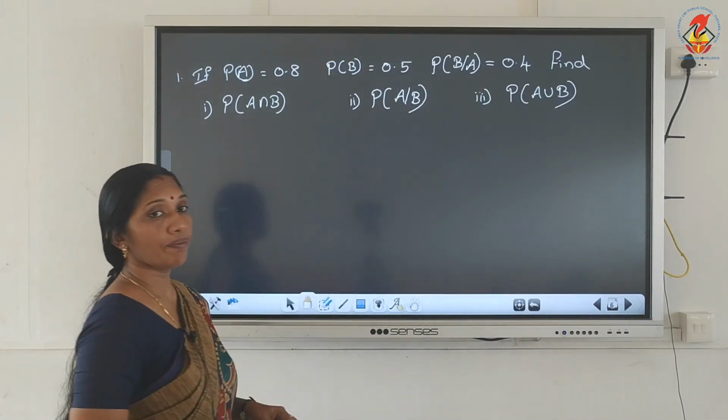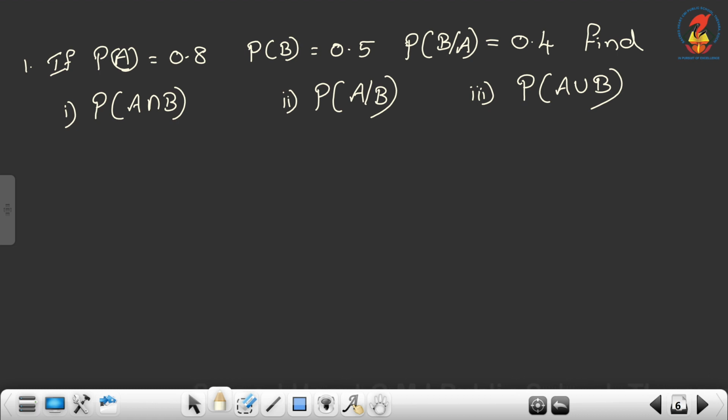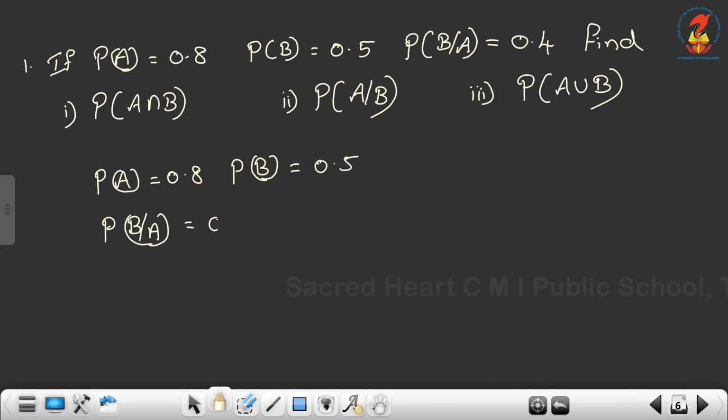So the first question: if P(A) is equal to 0.8, P(B) is 0.5, and P(B given A) is 0.4, find P(A intersection B), P(A given B) and P(A union B). So P(A) is given, P(A) is equal to 0.8, P(B) is 0.5 and P(B given A) is given, P(B given A) is 0.4.